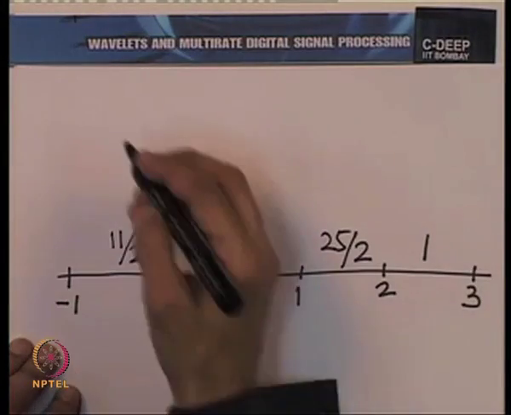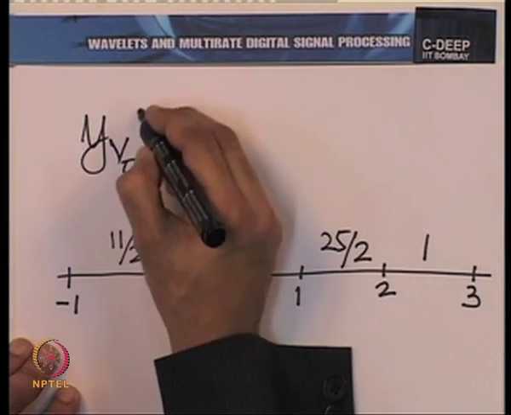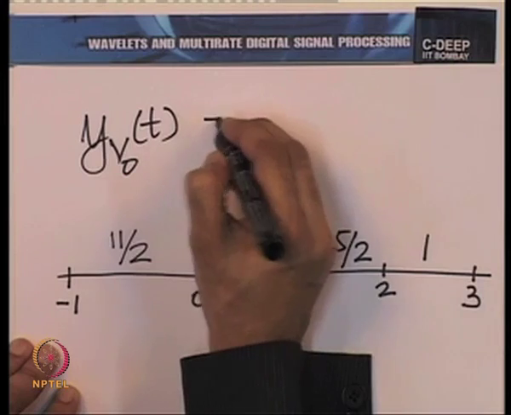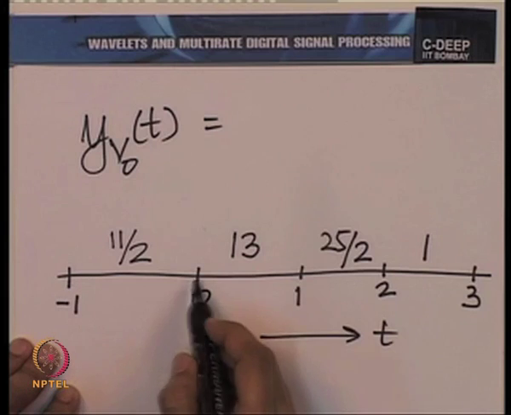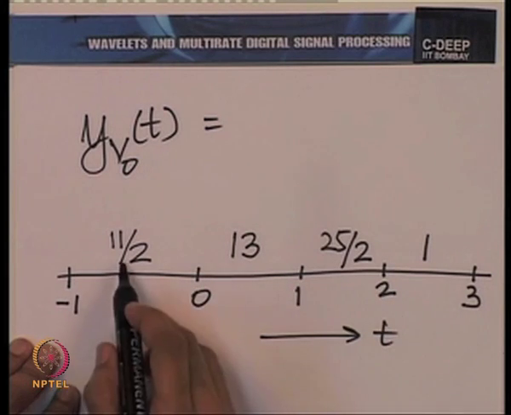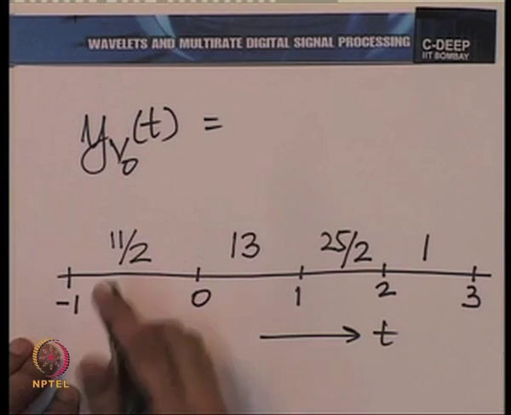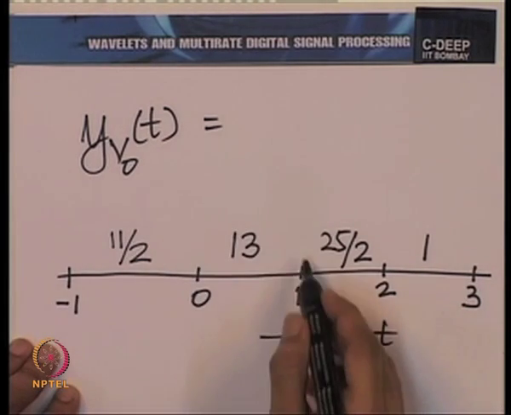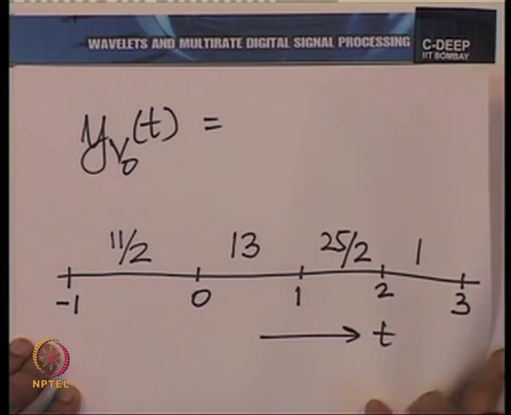This is how the projection on V0 would look. Y projected on V0 as a function of t, piecewise constant on the unit intervals, and these are the piecewise constant values. Now, of course, I am not actually drawing the function here. It is easy to visualize the piecewise constant values. But let me now go to the projection on W0.